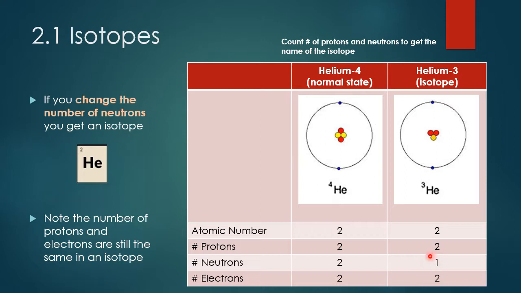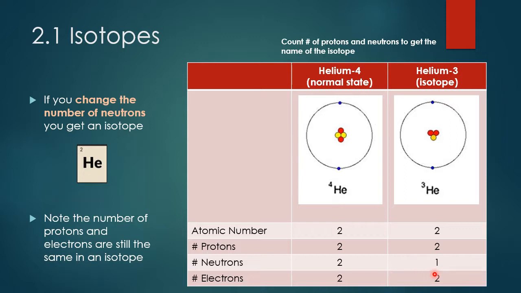So in helium-3, we have 1 neutron. That's the only known isotope of helium, one with 1 less neutron, so 2 protons, 1 neutron, and still, just like before in the normal helium, it has 2 electrons.